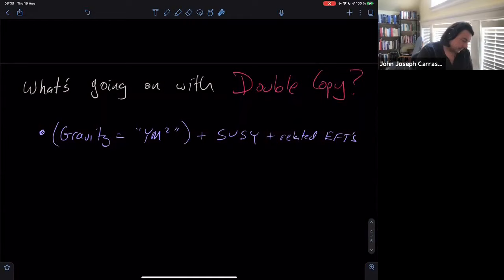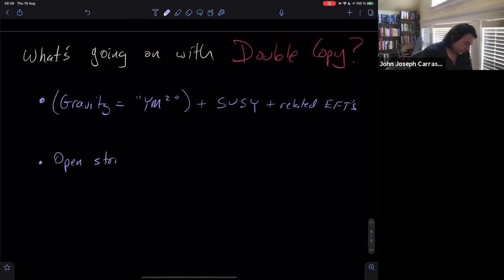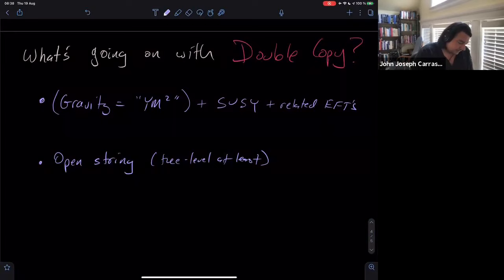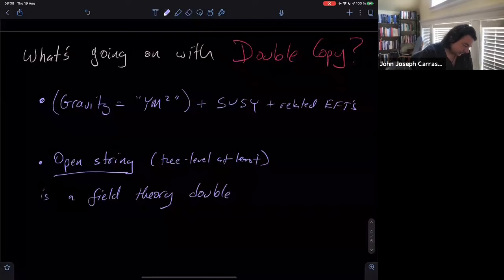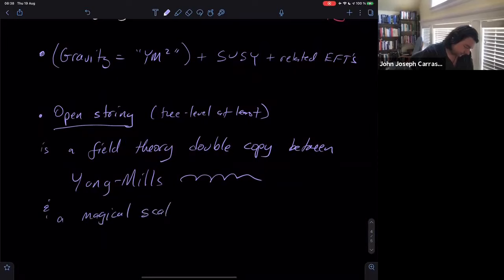And this just blew me away when I saw it: the open string at the tree level, but with increasing results at loop levels, where spectacular people do spectacular calculations and realize fantastic structure. The open string you can talk about as a field theory double copy between Yang-Mills and a magical scalar. Then it codes all the alpha prime corrections.